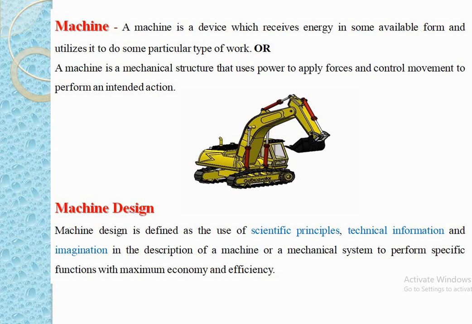Or we can define a machine again: it is a mechanical structure that uses power or energy to apply forces, and by applying these forces, it controls the movement to perform a particular task. This is known as the machine. There are different examples of machines in day-to-day life that we have seen, and how the task is performed by the machine. By taking some input energy, it performs some task and gives a desired output which is intended. So this is a simple definition of a machine.